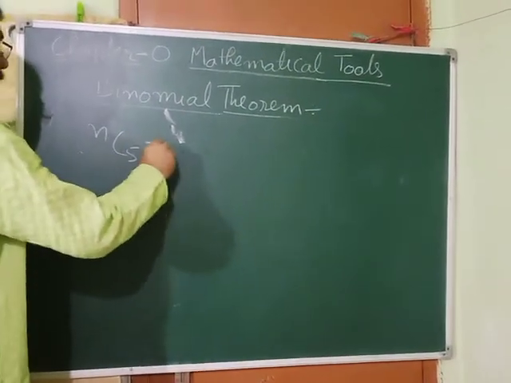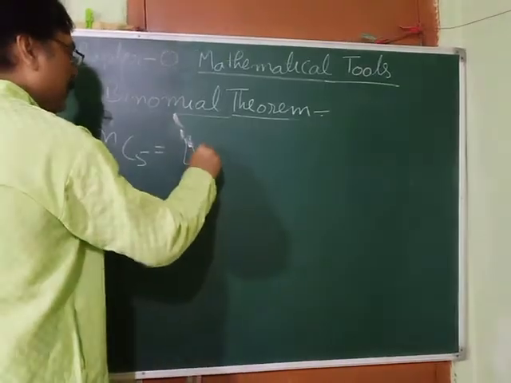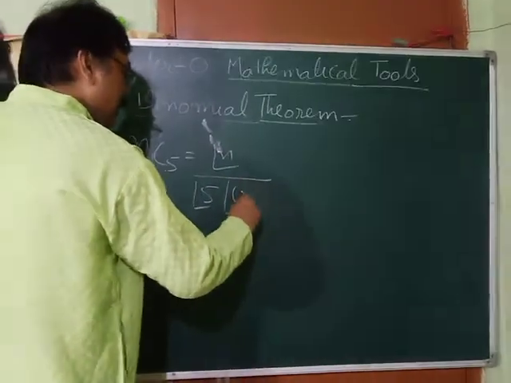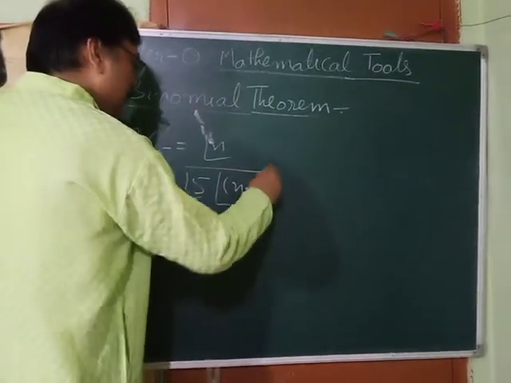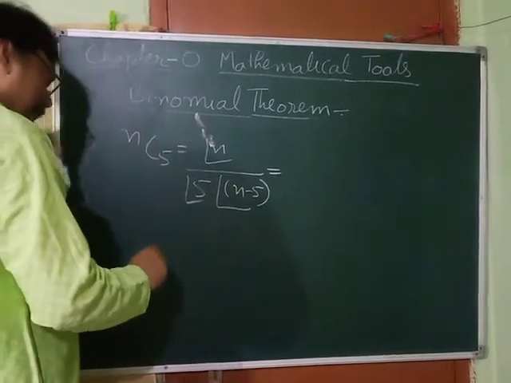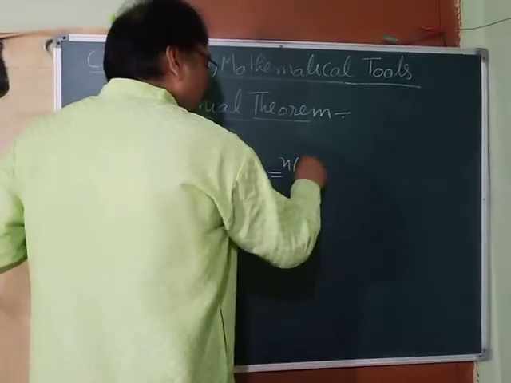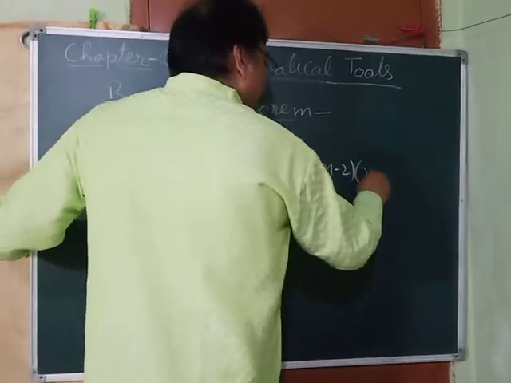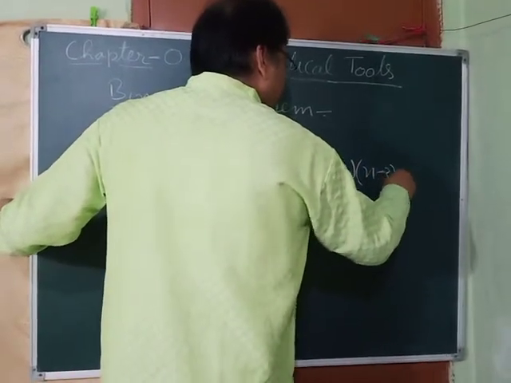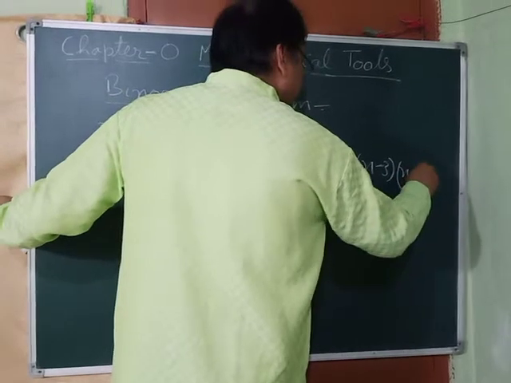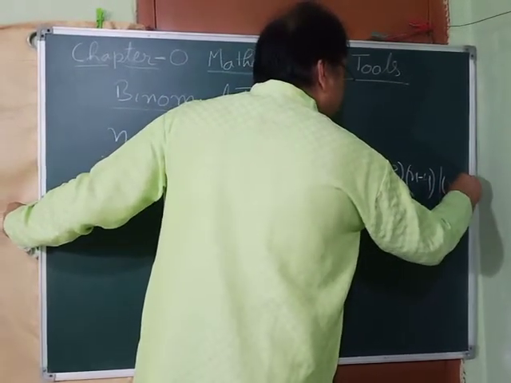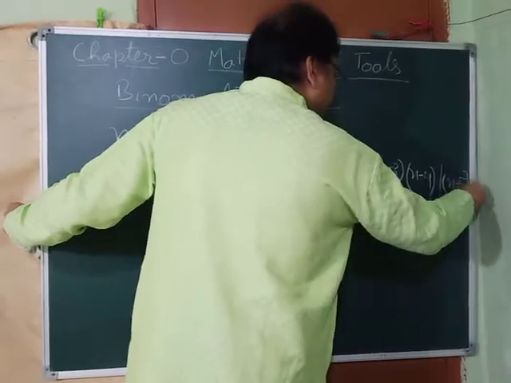NC5 is again n factorial upon 5 factorial upon n minus 5 factorial. So what can you write here? You can write n factorial as n, n minus 1, n minus 2, n minus 3, n minus 4, factorial n minus 5.